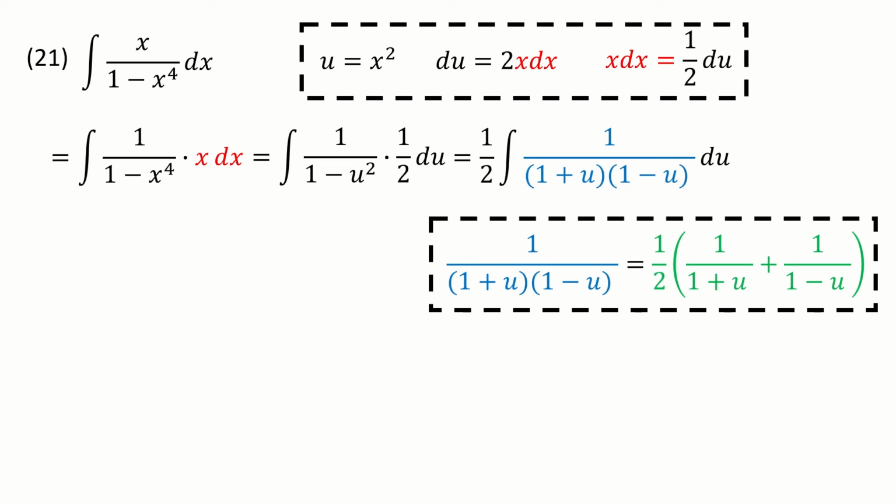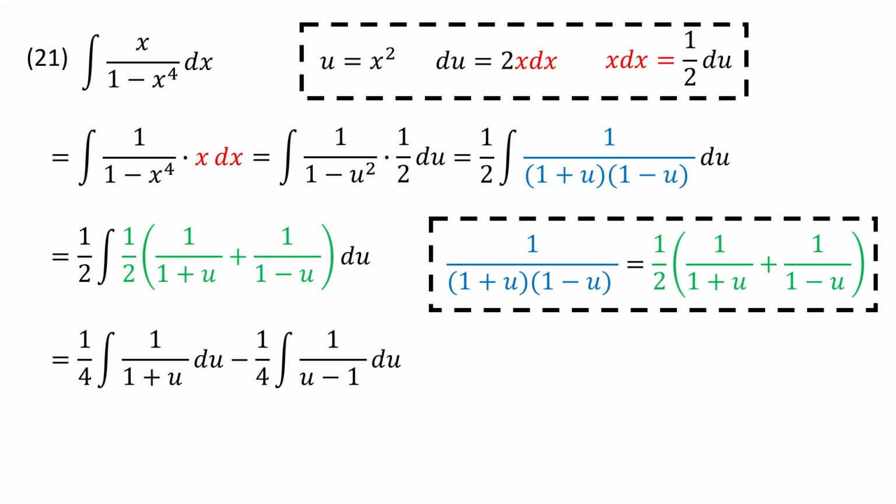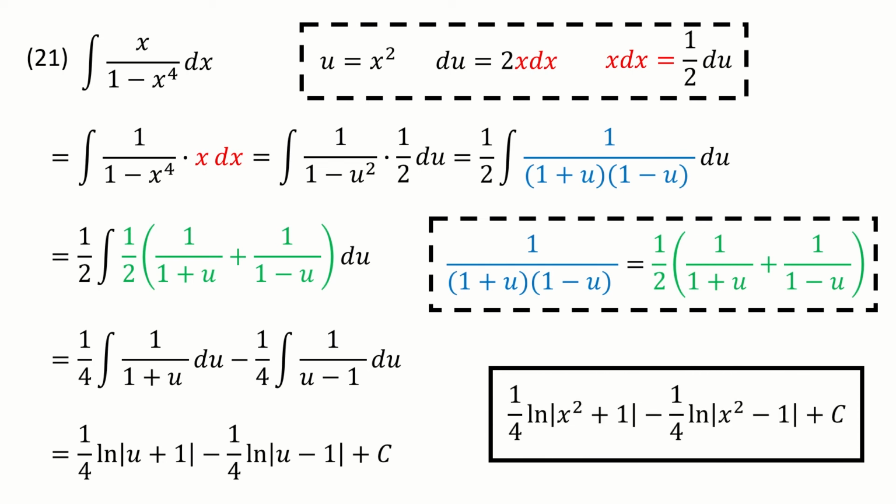Next, we do the partial fraction. So we convert it into the sum of two fractions. Then we replace it with the terms colored in green. So we got here. Then we split it into two terms. So we can integrate it and we got this result. Finally, we plug in u equals x squared. And here is the answer. And don't forget to put the absolute sign inside the log function.